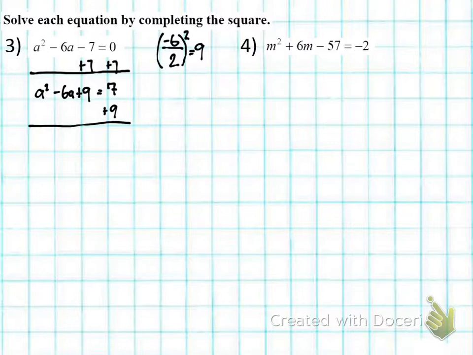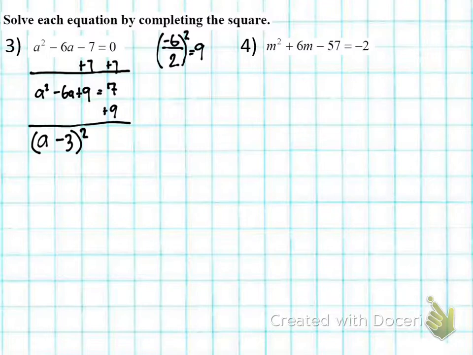Okay. Now the left-hand side is a perfect squared trinomial. We could assume that. So what you do is you look at a squared. What's the square root of a squared? A. So we put a here. And then what's half of negative 6? No. Negative 3. So we put negative 3 here. It's really important if it's positive or negative. We're going to put a square sign here.